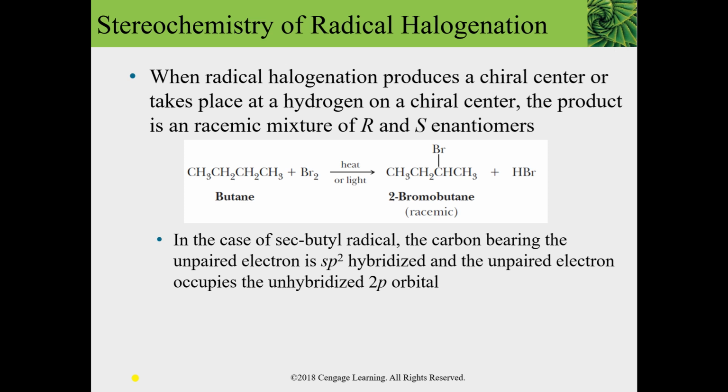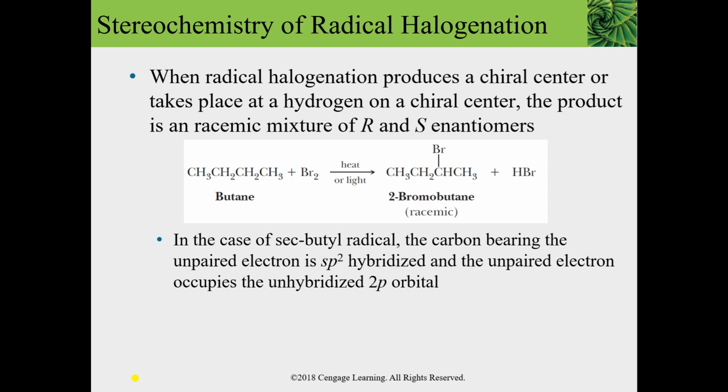and what the major products and minor products we would expect to see, whether or not it'll be a racemic mixture, etc. So when we're talking about radical halogenation, we're talking about racemic mixtures only if the carbon is a chiral carbon, if it has a chiral center, or if it takes place at a hydrogen on a chiral center. All right, so that's when we're going to get the racemic mixtures, talking about R and S.